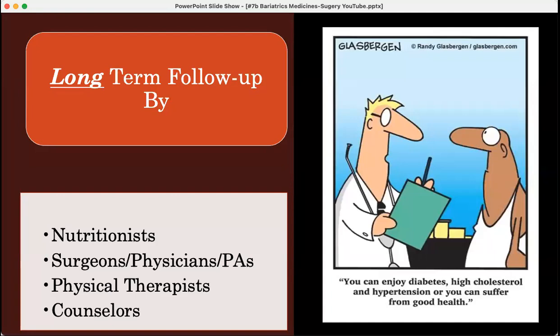And the importance of these long-term follow-ups with nutritionists, physicians, PAs, physical therapists, counselors. All of these care providers will need to know how to manage patients that have had gastric bypass surgery.